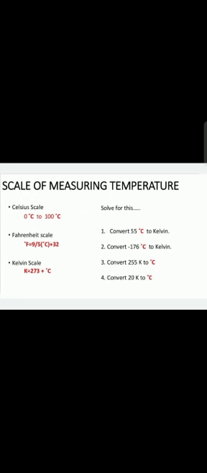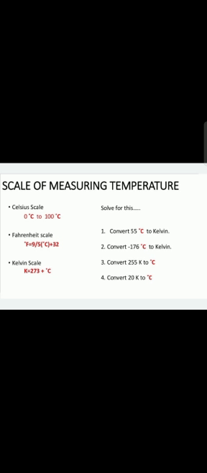Scale of measuring temperature. Before discussing the scales of measuring temperature, we shall know what temperature actually is. So students, the degree of hotness or coldness of any body is known as temperature. And temperature is measured by an instrument which is known as a thermometer. As such, there are three scales of measuring temperature: the Celsius scale, Fahrenheit scale, and Kelvin scale.